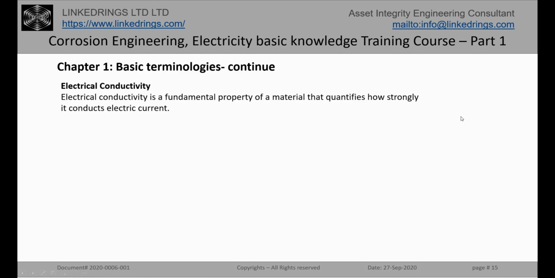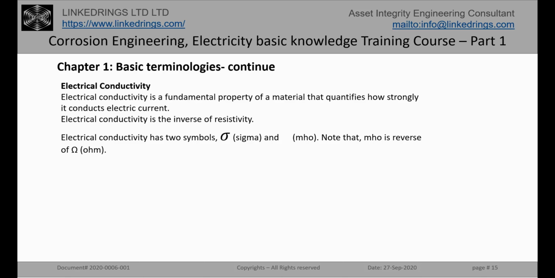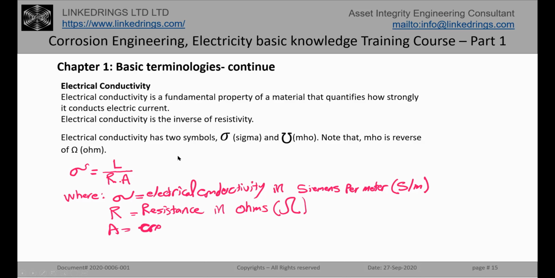Electrical conductivity. Electrical conductivity is a fundamental property of a material that quantifies how strongly it conducts electrical current. Electrical conductivity, yes, you're right, is the inverse of resistivity. It has two symbols, sigma and mho. Mho is the reverse of ohm. Ohm is OHM, mho is MHO, and the shape is reversed. Sigma also, its value will be the reverse of the resistivity.